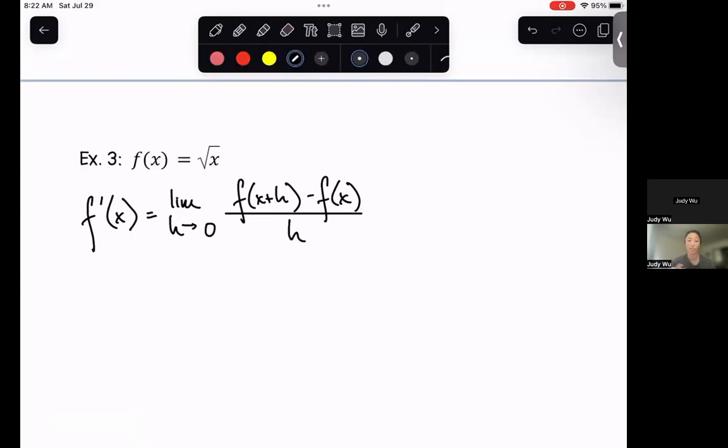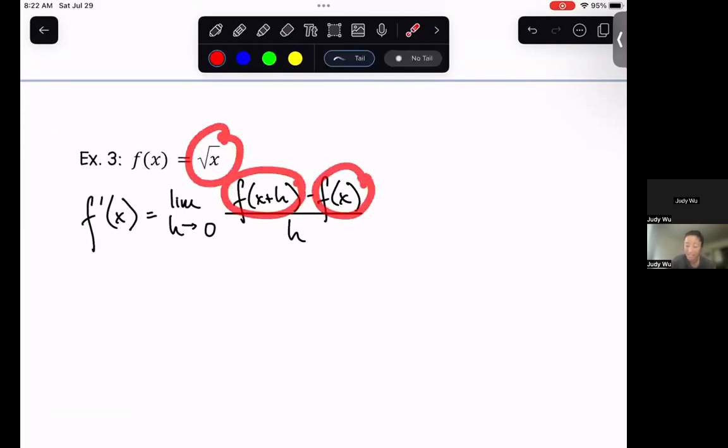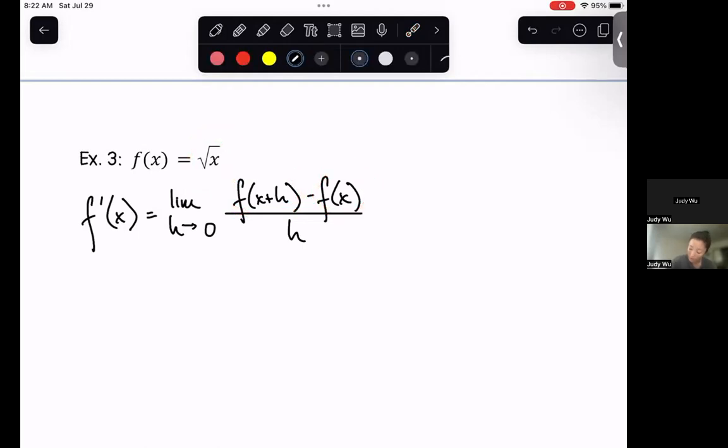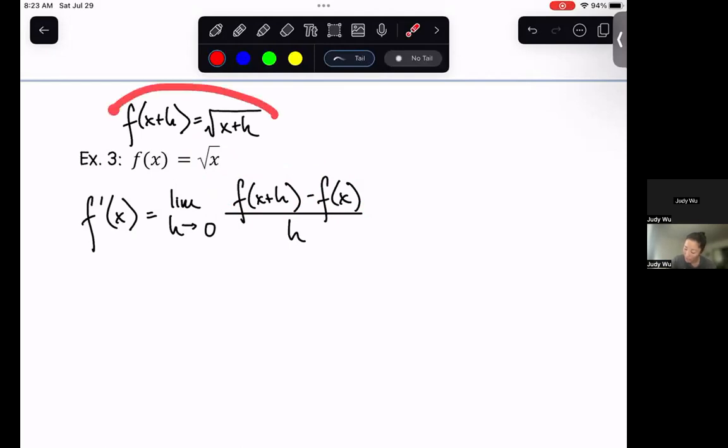Okay, now this is just our definition, but we want to keep in mind that our f of x in this case is now the square root of x. And so if I wanted to prep myself mentally, f of x plus h would be everywhere I see an x, I'm going to replace it with an x plus h. So underneath the square root would be x plus h. Okay, so I'm going to plug in square root of x plus h for f of x plus h, and square root of x for f of x, and let's see where we get.